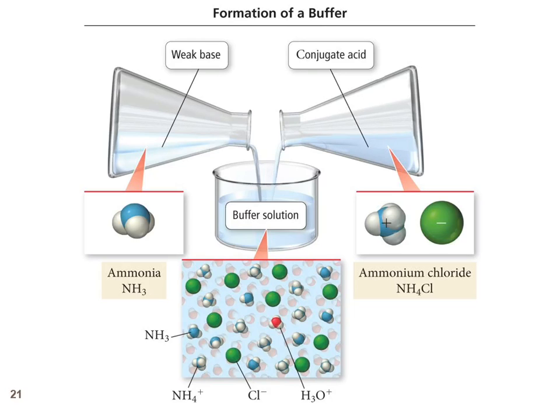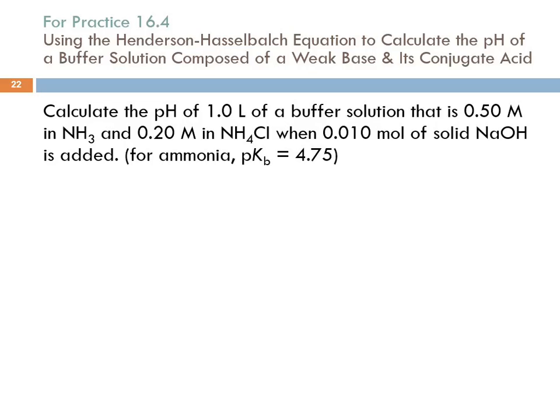Here's just a picture of what happens with a weak base conjugate acid buffer. Here you've got the ammonia and the ammonium chloride, and you end up with ammonia and ammonium in the same solution in relatively large concentrations. So the ammonia would react with added acid, the ammonium would react with added base, and it'll neutralize either one. Oh, there is a calculation. Using the Henderson-Hasselbalch equation, calculate the pH of a buffer solution composed of a weak base and its conjugate acid.